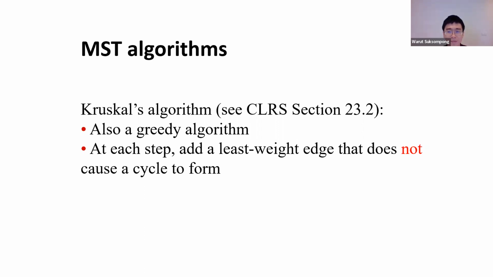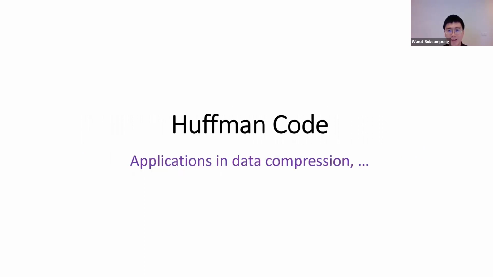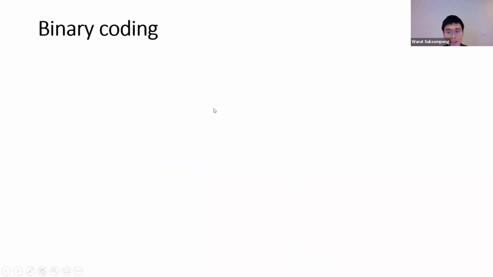Okay, everything clear? Then let's move on to one more example of greedy algorithms. This example has to do with coding and data compression. It's called the Huffman code. It's actually a very famous example in this domain about how you encode text and characters and so on. So what's the setting?